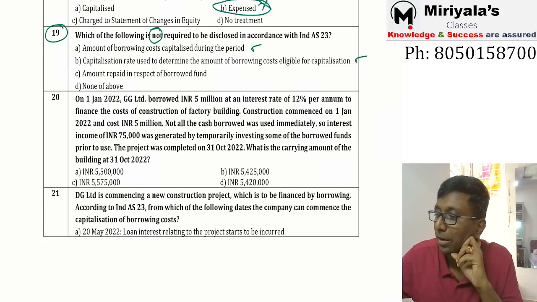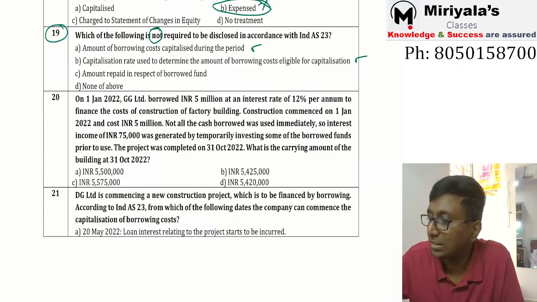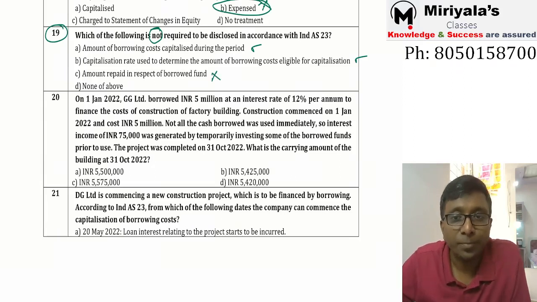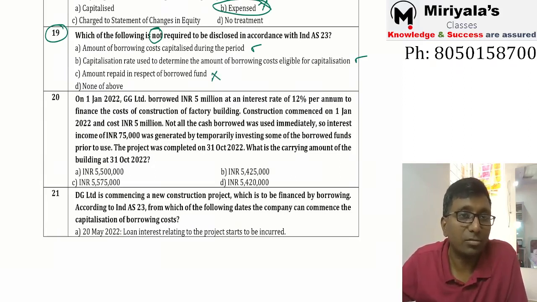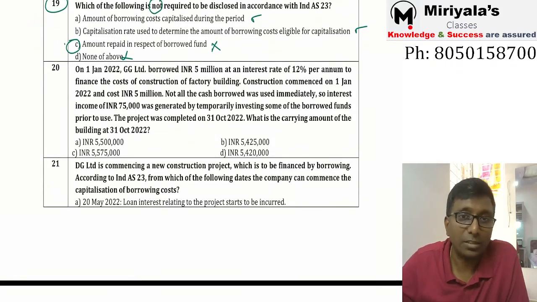Okay, the amount repaid in respect of the borrowing cost. Yes, this is not correct. Amount repayment has nothing to do with the borrowing cost calculation. That's why this is the only correct answer. This is not required to be given. Everything else is supposed to be given. So since C is the correct answer, obviously none of the above is also a wrong answer.